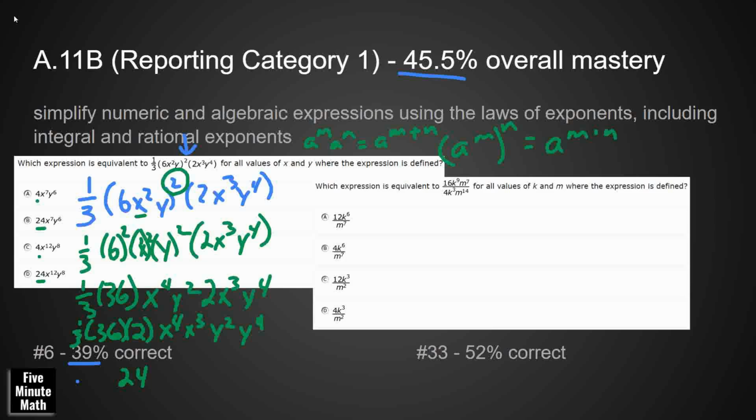And then I've got my x to the 4th and x to the 3rd. I'm going to add those. It's going to be x to the 7th. And then same with my y to the 2nd, y to the 4th. I'm going to add those. So that is going to be my answer, B.